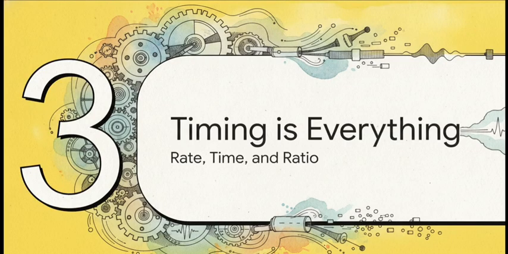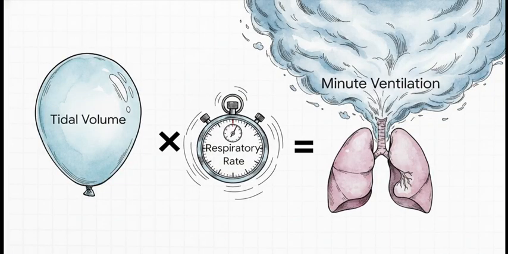Okay, Section 3, timing is everything. Rate, time, and ratio. Now we're moving away from static volumes and getting into the dynamic, rhythmic side of ventilation. Let's start with respiratory rate. This is simply how many breaths the machine delivers per minute, say 12 breaths a minute. When you combine this with the tidal volume we just talked about, you get a super crucial metric called minute ventilation. The formula is beautifully simple. Minute ventilation equals tidal volume multiplied by the respiratory rate. If you increase the rate, you generally increase that minute ventilation, which helps clear more carbon dioxide from the body.